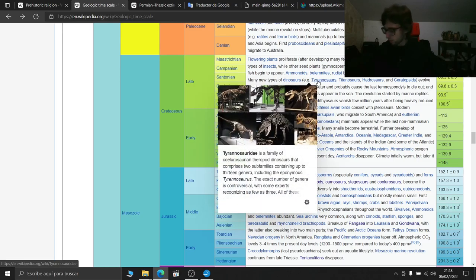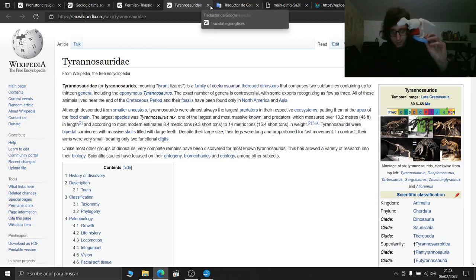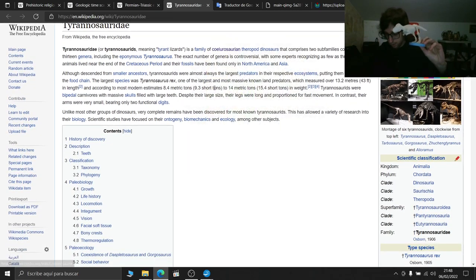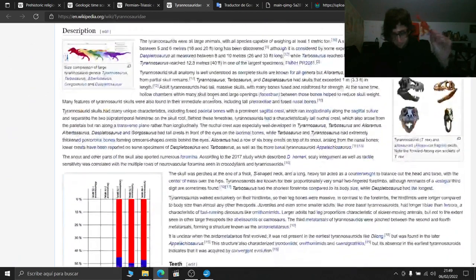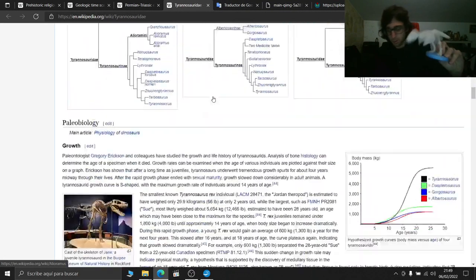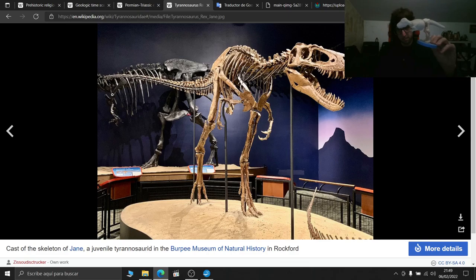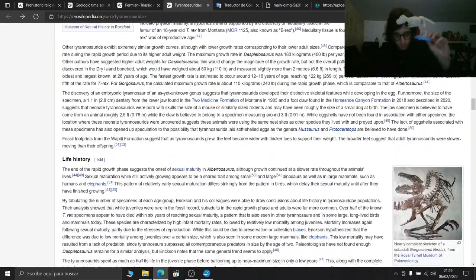The Tyrannosaurus. Tyrannosaurus, the most famous. I have this thing. This is from Jurassic Park, so this is the Tyrannosaurus. This one will be similar to Tyrannosaurus, but it's not exactly the same. And this one is more accurate, I suppose. At least the skeleton. More accurate, I think.